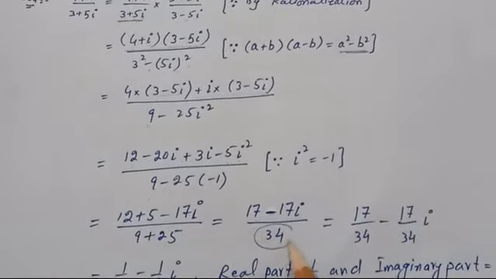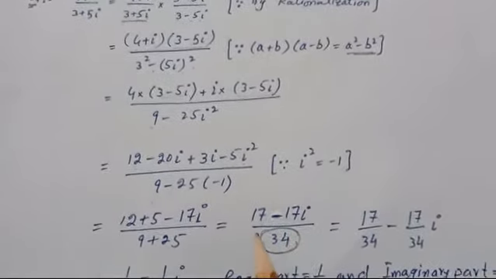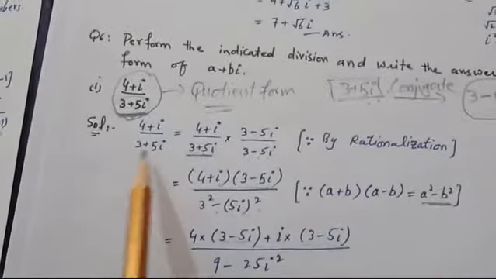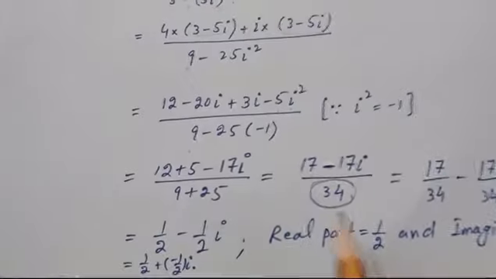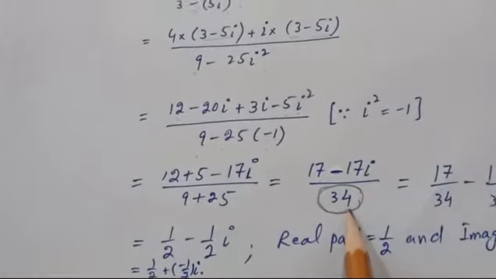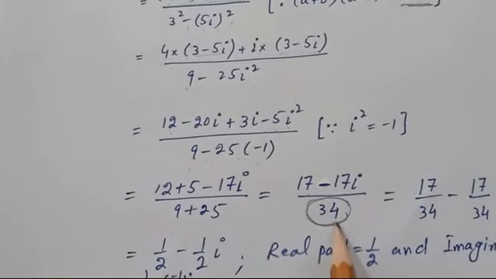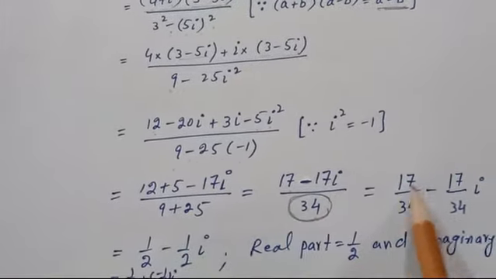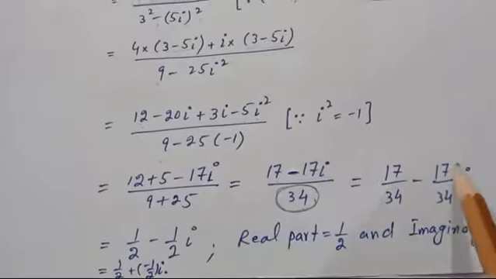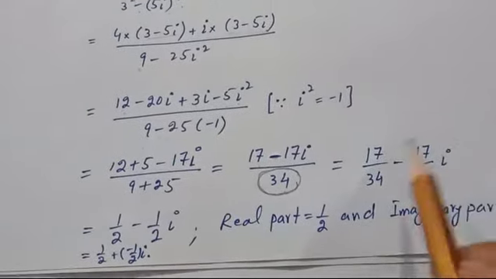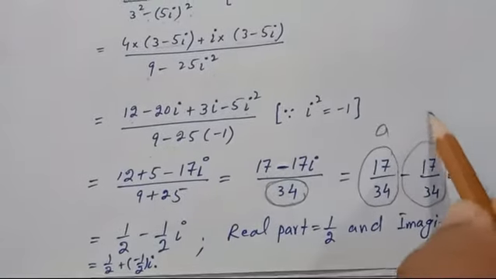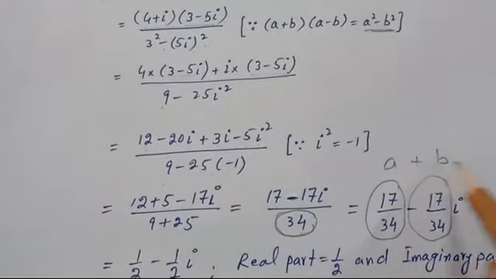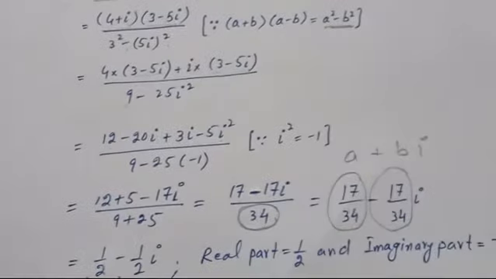So now you clearly see that your denominator, which contains two independent constants, by the process of rationalization is converted into a single real number. This process is called rationalization. Now you can write this as 17 divided by 34 minus 17 divided by 34 iota. So this is the value of a and this is the value of b. So this is the form of a plus b iota.